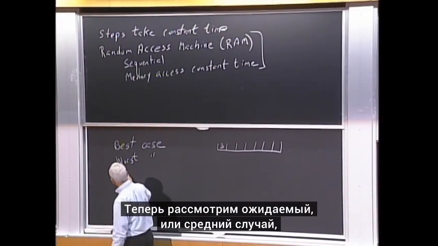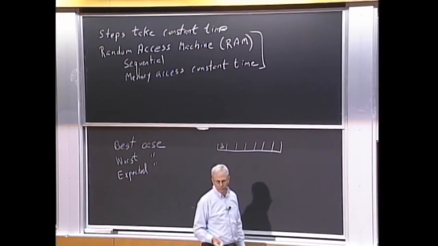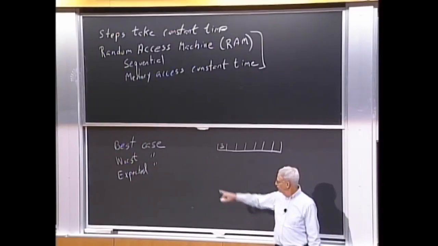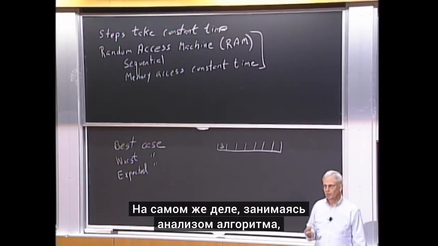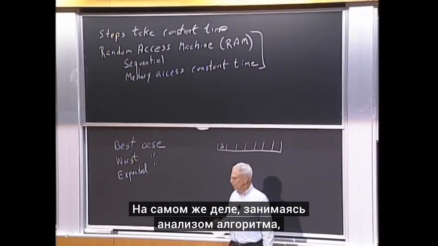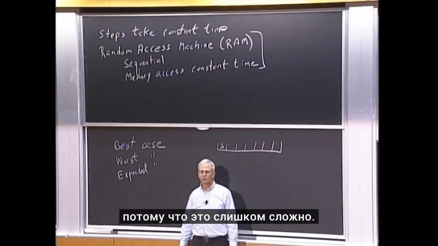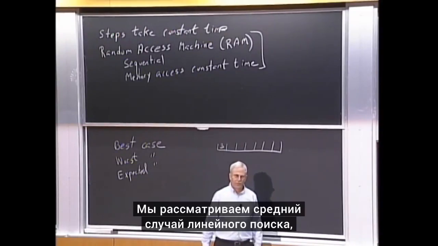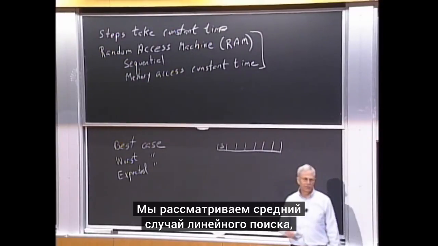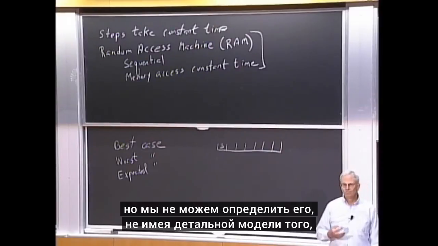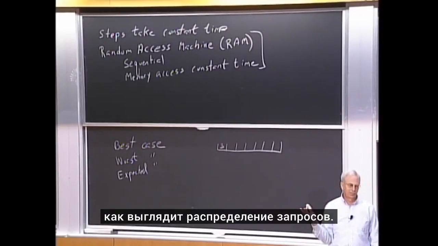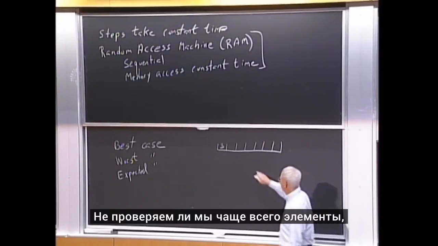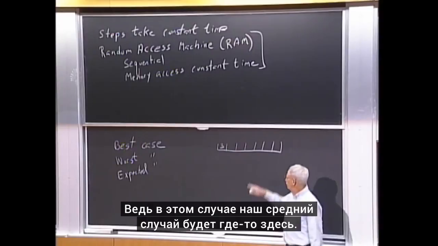And then I can ask what's the expected or average case. What would happen most of the time? The expected case seems, in principle, like the one we should care about. But the truth is, when we do algorithmic analysis, we almost never deal with the expected case because it's too hard. If we think about the expected case for, say, linear search, we can't talk about it without some detailed model of what the list itself looks like, what elements are in it, and what the distribution of queries looks like. Are we most of the time asking for elements that are not in the list? In which case the expected value is out here somewhere.